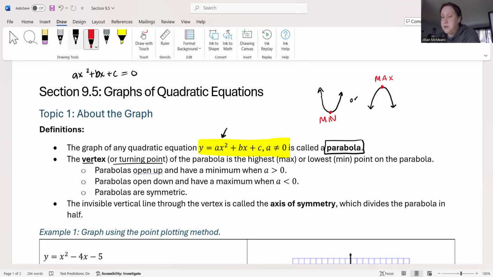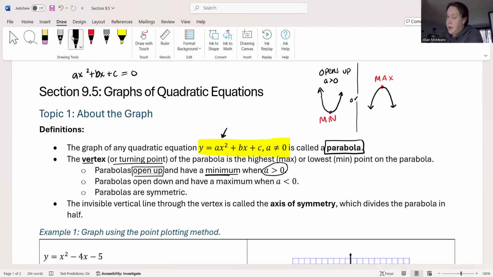Now, a few other things about the vertex. If the parabola opens up, you have a minimum value, and this occurs when a, the coefficient of the square term, is greater than 0. So we would say this one opens up. So this particular parabola, the first one, it opens up, okay? And this occurs when a is positive. So when the coefficient of the square term is greater than 0, so positive, we have a parabola that opens up, and it has a minimum point.